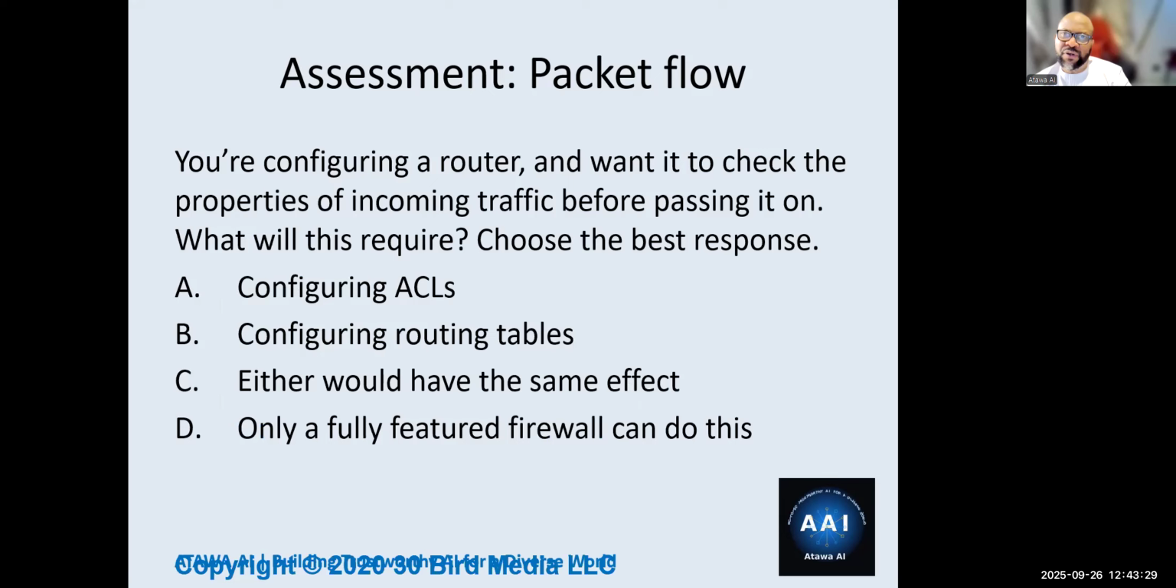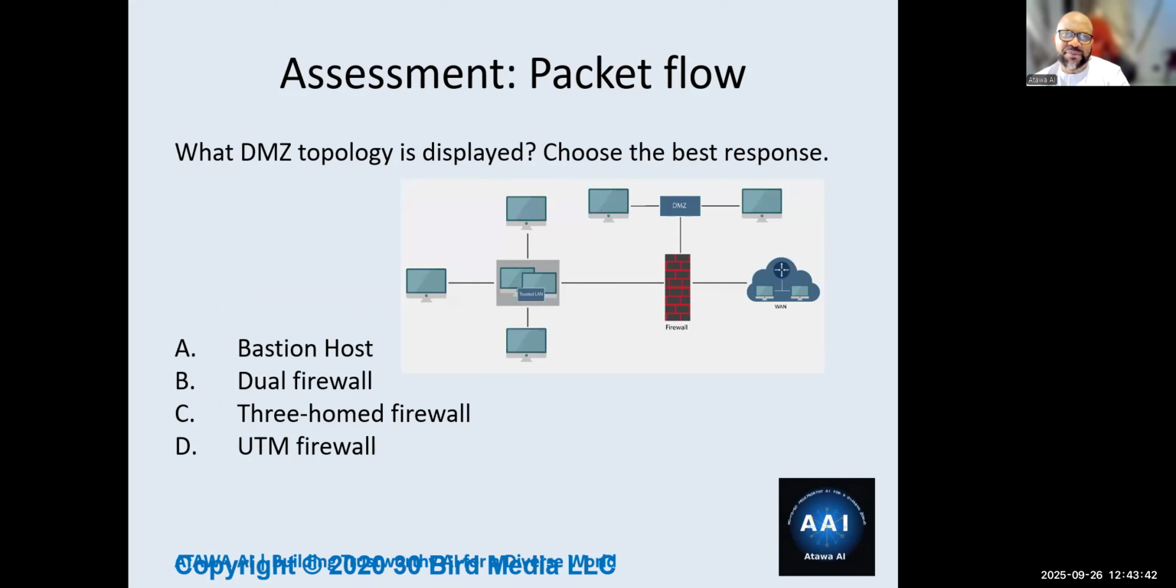Packet flow: you configure the router, you want to check the properties of incoming traffic before passing it on, right? So what will this require? Access control is the best choice, right? Now look at this DMZ. So this DMZ, you've got that device there. What does it look like based on what we discussed, right? Is it three-homed? It's got three portions there, okay?